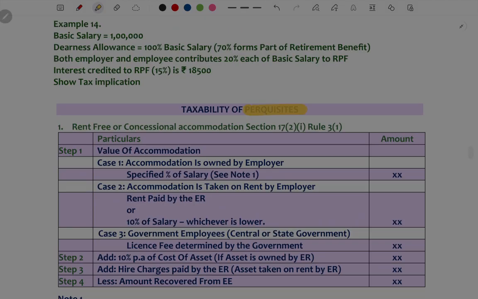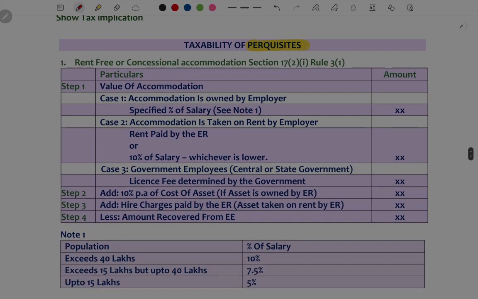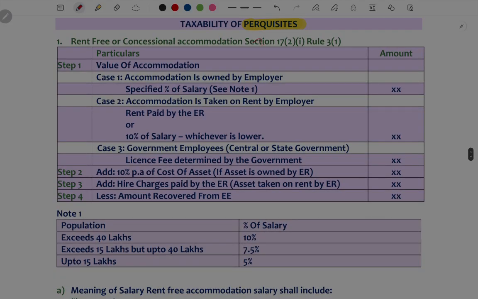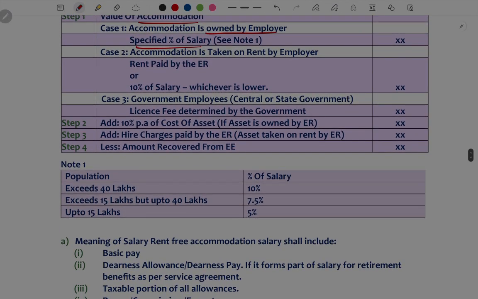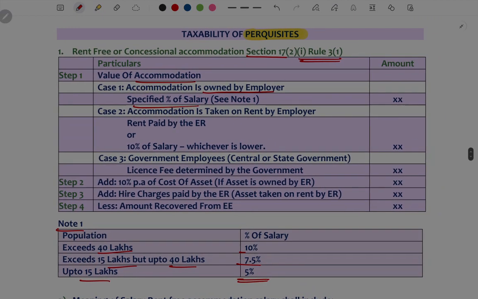Now we are finally starting the perquisites. Rent-free accommodation, section 17, rule 3(1). Value of accommodation. Case 1: accommodation is owned by employer. Specified percentage, based on the population; let's see the specified percentage in the note. If population exceeds 40 lakh, 10%. 15 lakh to 40 lakh, 7.5%. Up to 15 lakh, 5%.